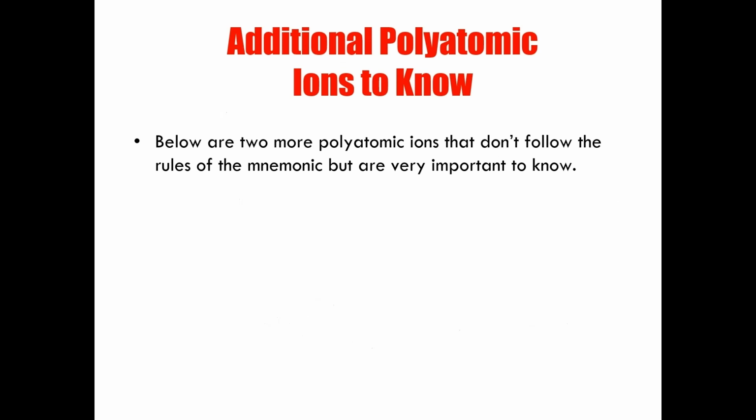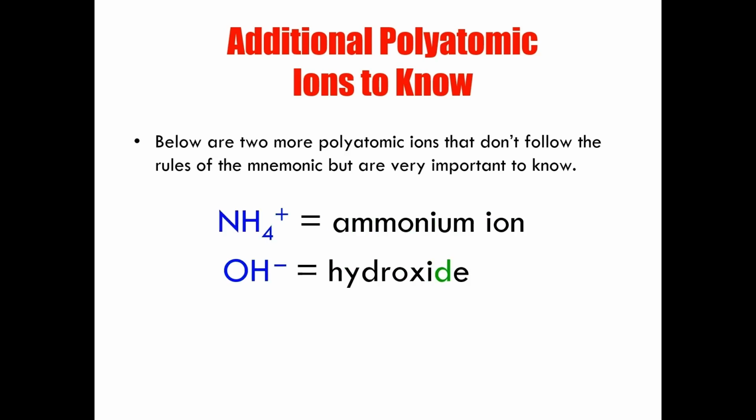Now, it's worth repeating, the mnemonic only helps you remember the 5 primary types of polyatomics. However, there are additional polyatomic ions that you will need to know. Below are 2 more polyatomic ions that don't follow the rules of the mnemonic but are very important to know. The ions are the ammonium ion and the hydroxide ion. These 2 ions will become incredibly important when discussing acid-base interactions.